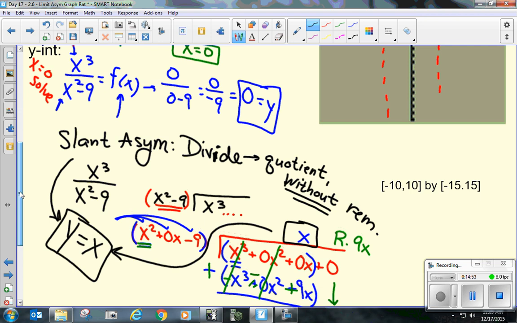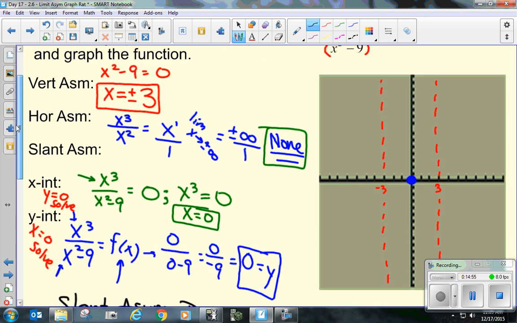So I'm going to now put that on my graph. And we know that is some sort of diagonal line. That's it, y equals x. Now, if you want, because it's like, well, how am I going to tell which way the graph goes or whatever? You can pick a random point.